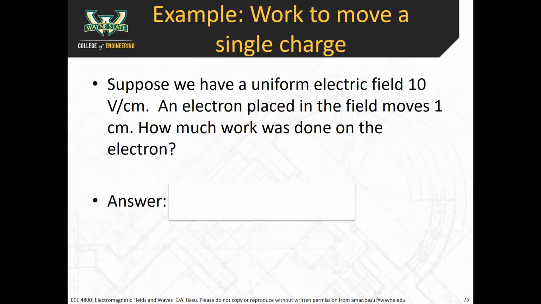All right. So, quick problem just to get ourselves situated. Suppose we have a uniform electric field, 10 volts per centimeter. An electron is placed in the field, and due to that field, it moves 1 centimeter. How much work was done on the electron? So let's see if we can figure this out.